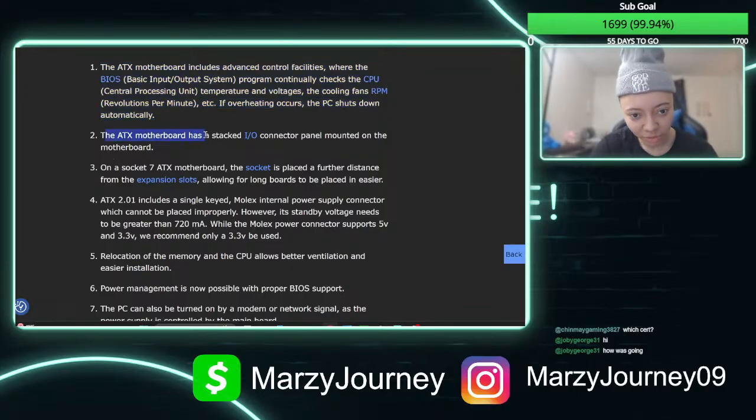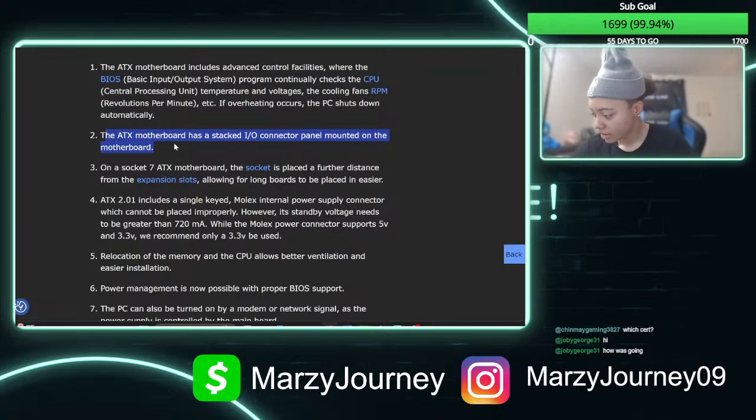So next we got the ATX motherboard has a stacked I/O connector panel mounted on the motherboard. Oh, I'm not gonna lie, I don't know what an I/O connector is. We're probably gonna have to go and hit that definition soon. Unless y'all know the answer, but I definitely will have to go and put that somewhere. All right, let's go here, put the I/O connector, and probably put a question mark next to it so I can remember to come back and get that definition.